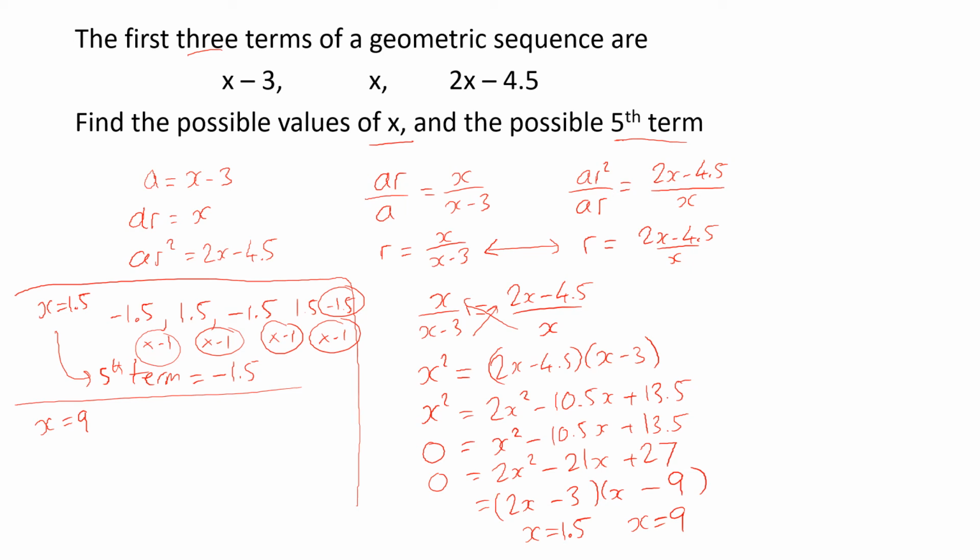If, however, we're saying x equals 9, then if we sub them into our sequence, so we sub it into x minus 3, that gives us 6. Sub it into x, that gives us 9. Sub it into 2x minus 4.5, that gives us 13.5. Then we're multiplying by 1.5 each time. And so we could extend that a couple more terms, and we could get that the next 2 are 20.25, and then times it by 1.5 again. We'd get as our 5th term 30.375. So 2 possible values of x there, 2 possible ways we can get the 5th term as well.